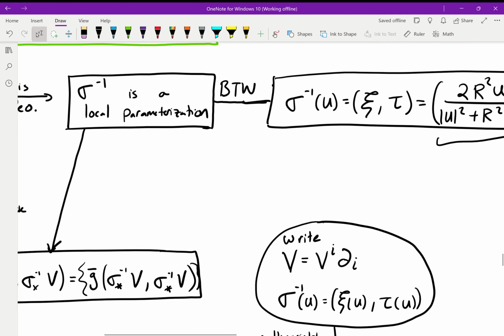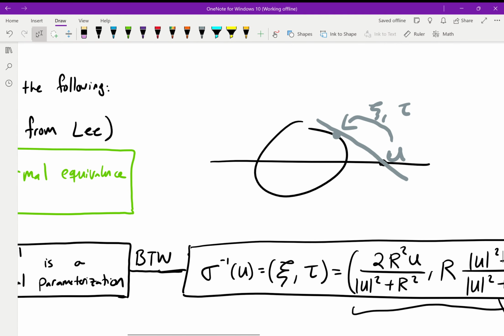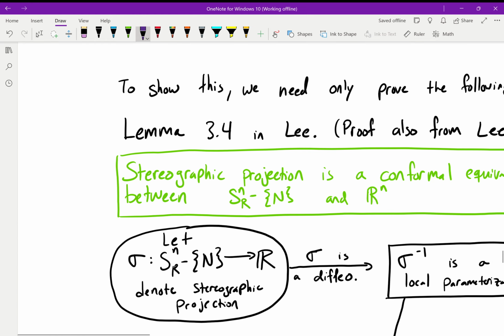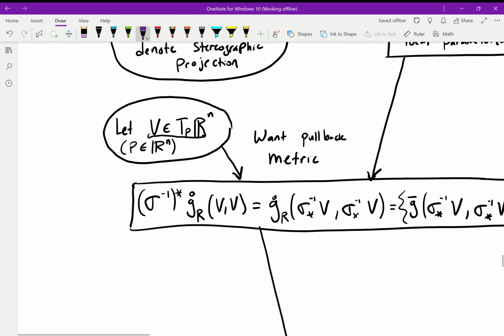Where's the V now? V is an element of the tangent space T_P R^n. So we have our tangent space here, and V is going to be one of these vectors. Wait, so P is the point U? Is that what you mean? Oh dear, does it appear to have an inconsistency around here somewhere?